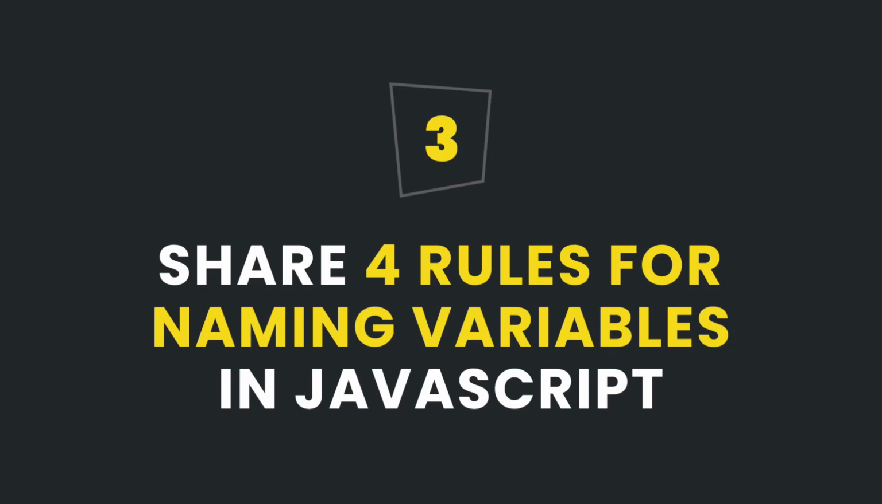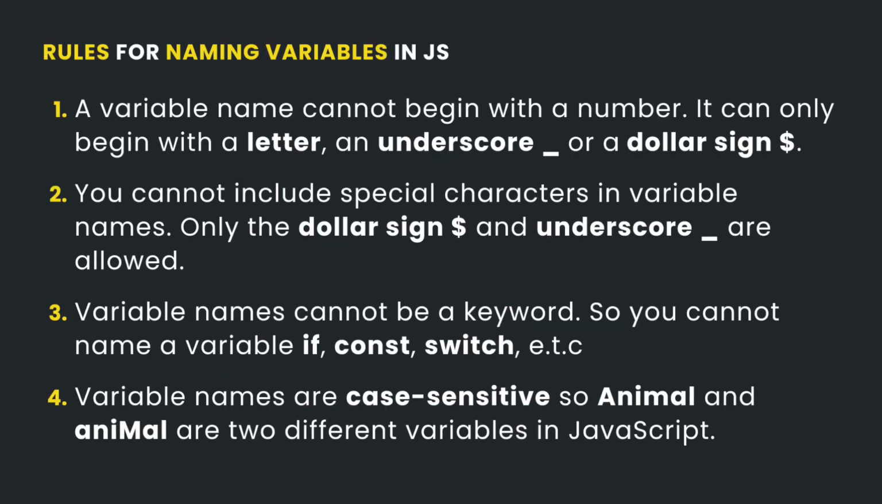The third question is share 4 rules for naming variables in JavaScript. Number 1, a variable name cannot begin with a number. It can only begin with a letter, an underscore, or a $ sign. Number 2, you cannot include special characters in your variable names. Only the $ sign and the underscore are the special characters that are allowed. Number 3, variable names cannot be a keyword, so you cannot name a variable if, const, switch, or other keywords in JavaScript. And number 4, variable names are case sensitive, so Animal and animal are 2 different variables in JavaScript.